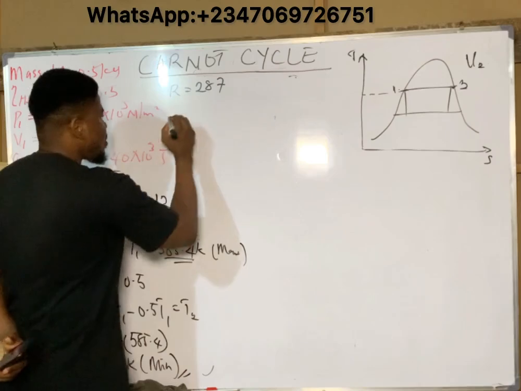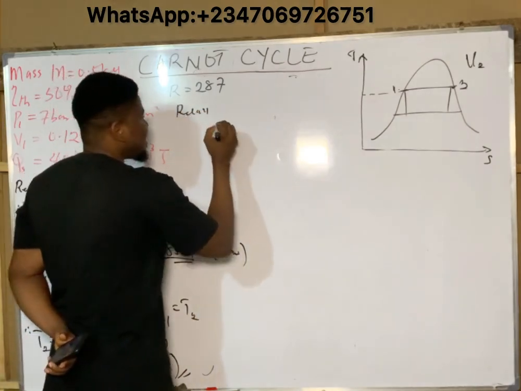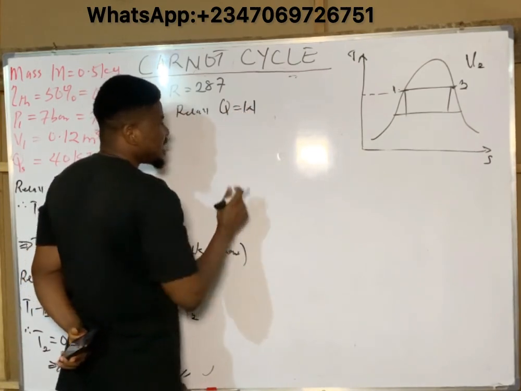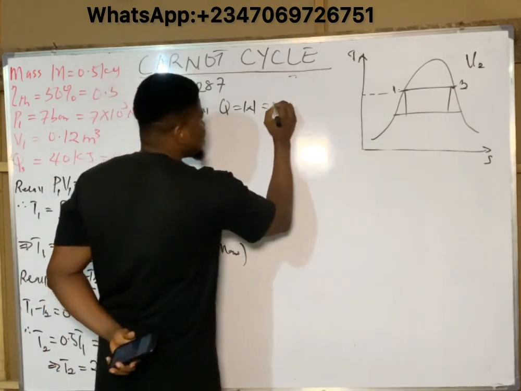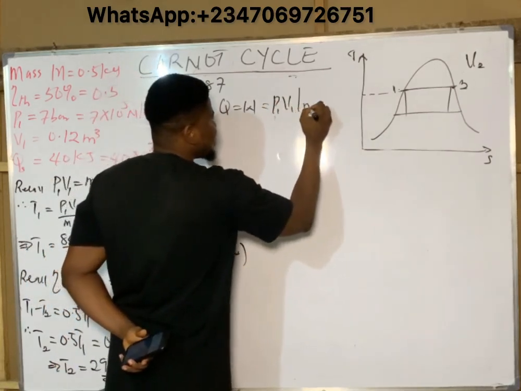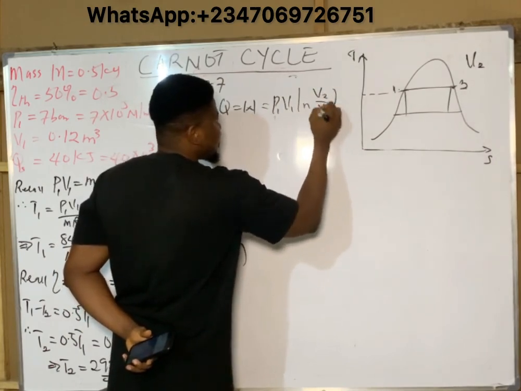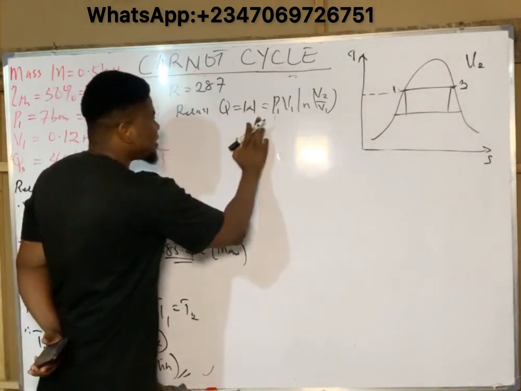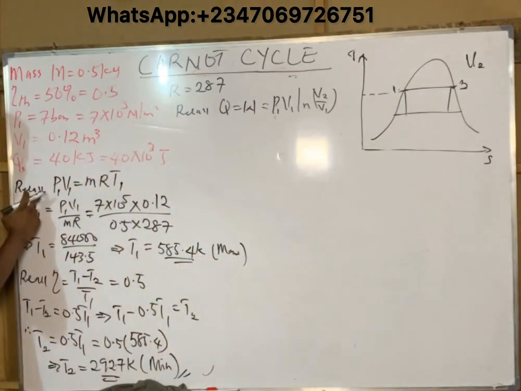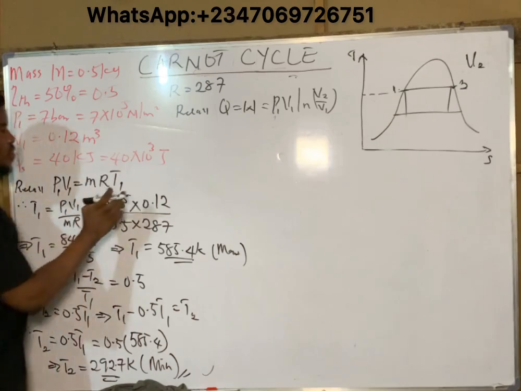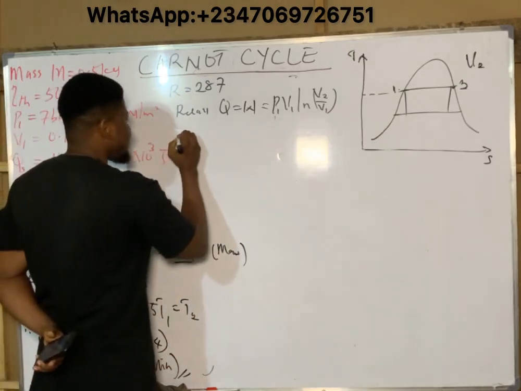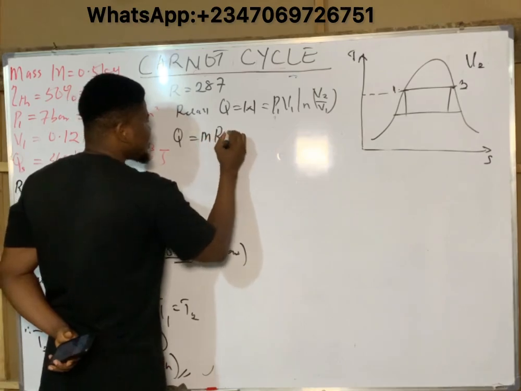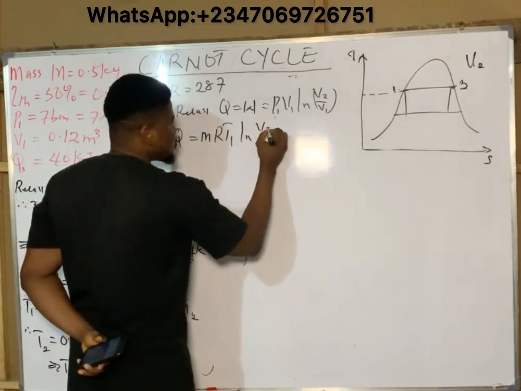To do this, you recall that for isothermal process, heat supplied is equal to work done. And the work done has an equation which is P1 V1 ln V2 over V1. This is our equation for work done in an isothermal process. But then, what is P1 V1? We already established that here. P1 V1 equals MRT1. So if we replace that into the equation, we're going to have that heat supplied is equal to MRT1 ln V2 over V1.